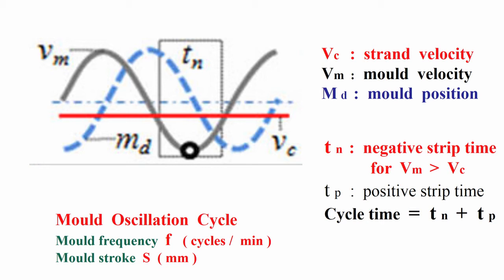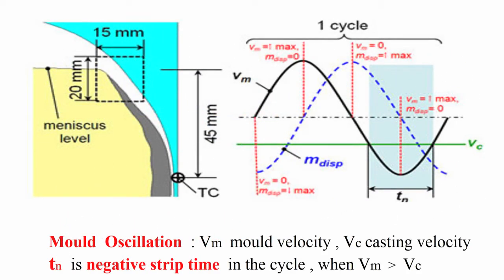These two factors of Mould oscillation are very important, because everything will depend on these two factors, and of course on the casting speed Vc, or the strand's velocity. So the velocity Vm of the Mould will depend on Mould stroke and Mould frequency, and Vc of course is independent of the Mould frequency or the Mould oscillation. It depends on how the casting is taking place, how you are pulling the dummy bar, and what the casting speed is. If you have understood this, let us now go to the next figure. Here again I have tried to explain what is happening.